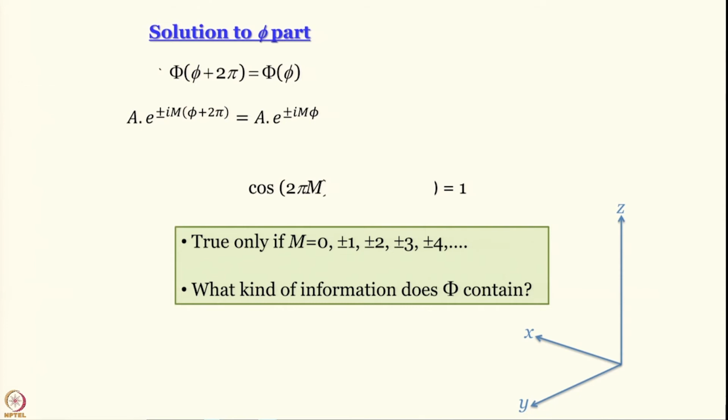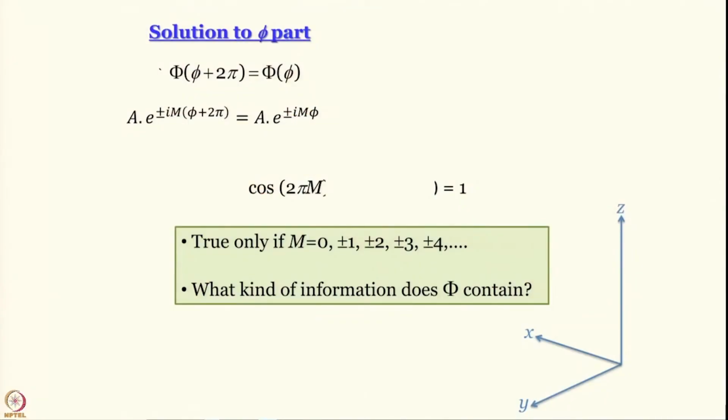From our knowledge of classical rotational dynamics, we know that if we have circular motion like this, then the angular momentum is like this. The angular momentum is normal to the plane of circular motion. So, here any change in phi, since it is tantamount to rotational motion in the xy plane, we can expect that the information that will be associated with this wave function capital Phi should be the angular momentum in z direction.